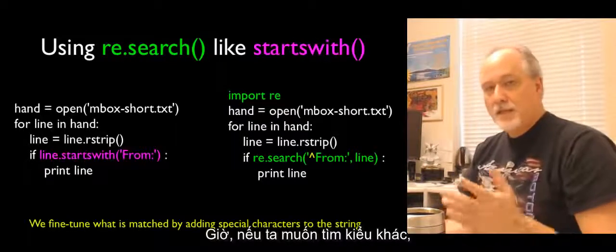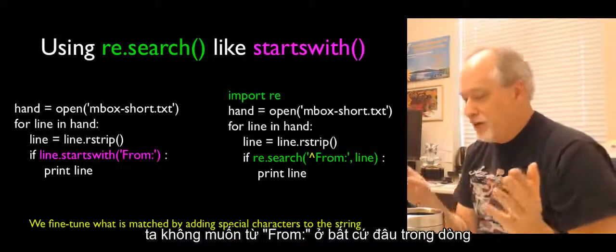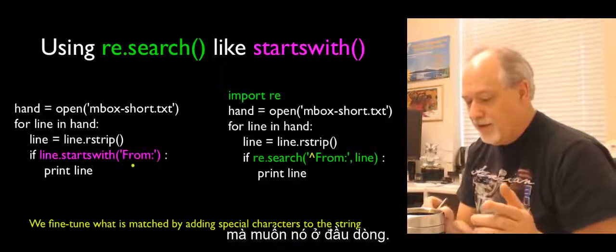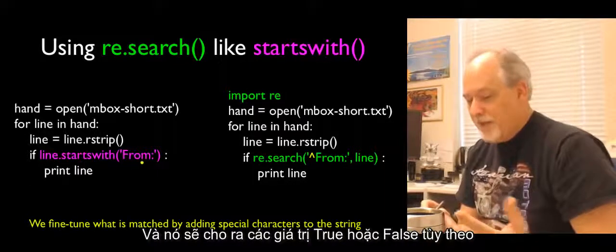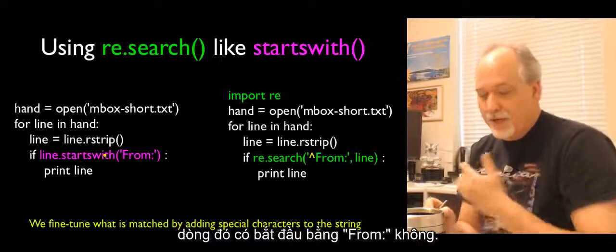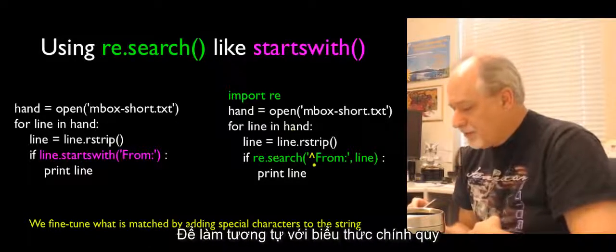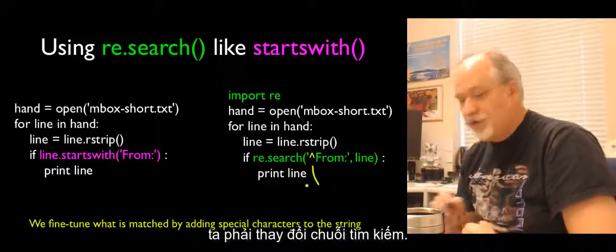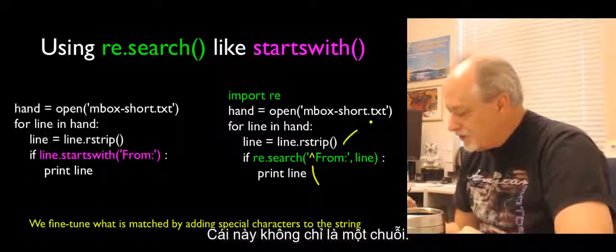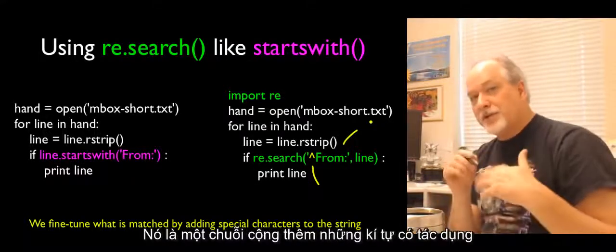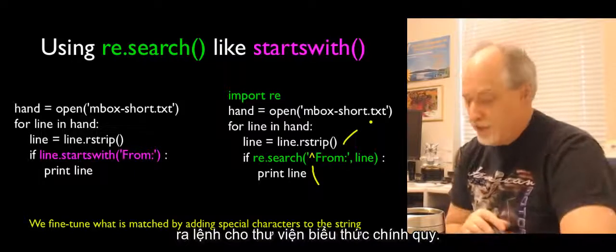So now if we wanted to say, wait, we don't just want from anywhere in the line, we want it to start with from, we would change to line.startswith from. And that's either going to be true or false, depending on whether or not the line starts with from. Now we do the same thing with regular expressions by changing the search string. So now we're in regular expressions. So this really just isn't a string. It's a string plus characters that are interpreted as commands by the regular expression library.